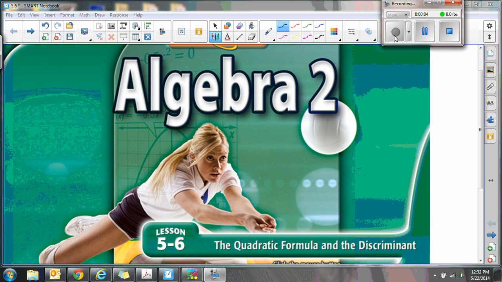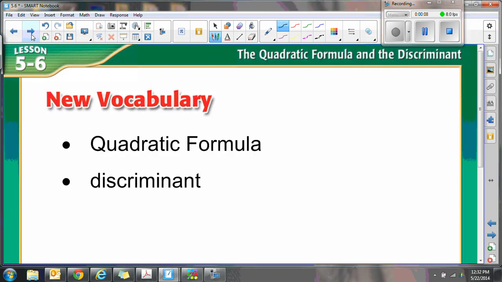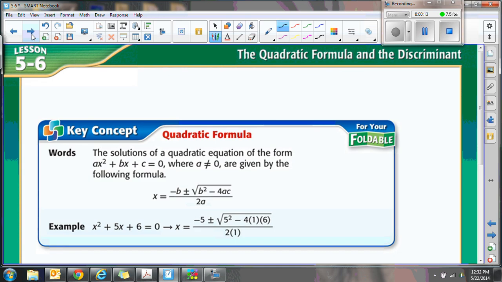Tonight we're going to take a look at 5/6, the quadratic formula, and the discriminant. Key vocabulary: quadratic formula and discriminant. So what is the quadratic formula and what's it used for?